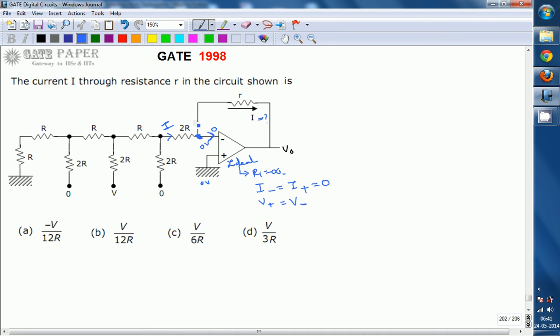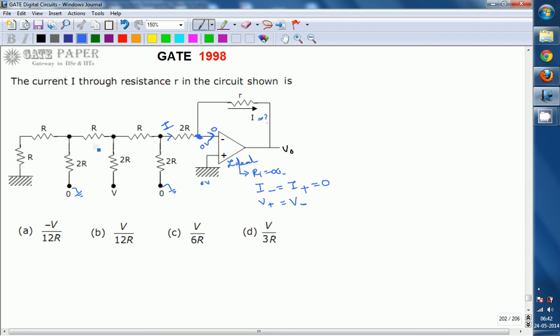Now we will see how to calculate the current flowing through this 2R resistor. The voltages applied are: at this point the applied voltage is V, and over here 0 volts is applied. 0 volts is again treated as ground. Now we will draw another circuit, and from that we are going to see how to calculate the I value.